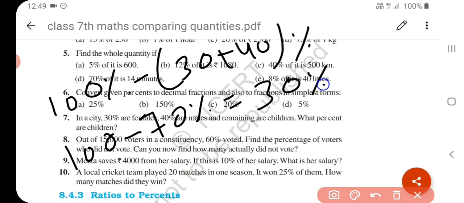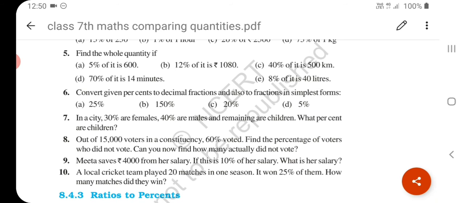So in a city, 30% are female, 40% are male, then remaining are children. So how many percent are children? 30% are children. Thus children are 30% of the population. Understand? Now question number 8.